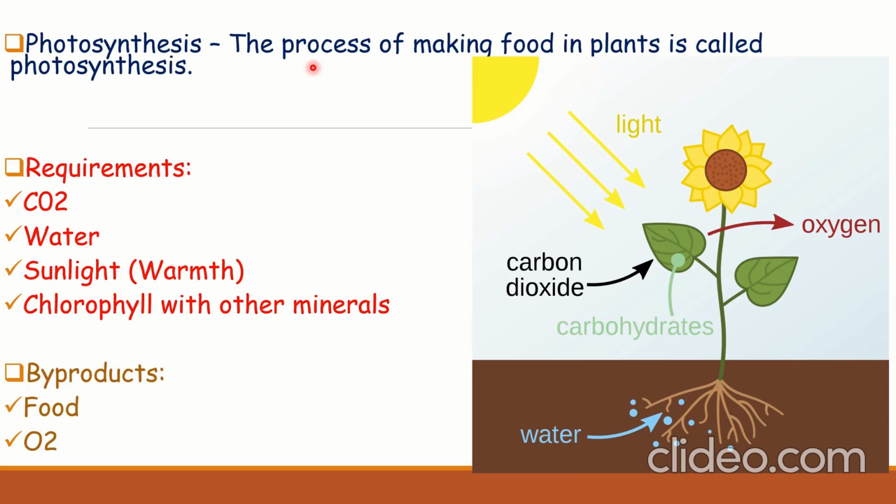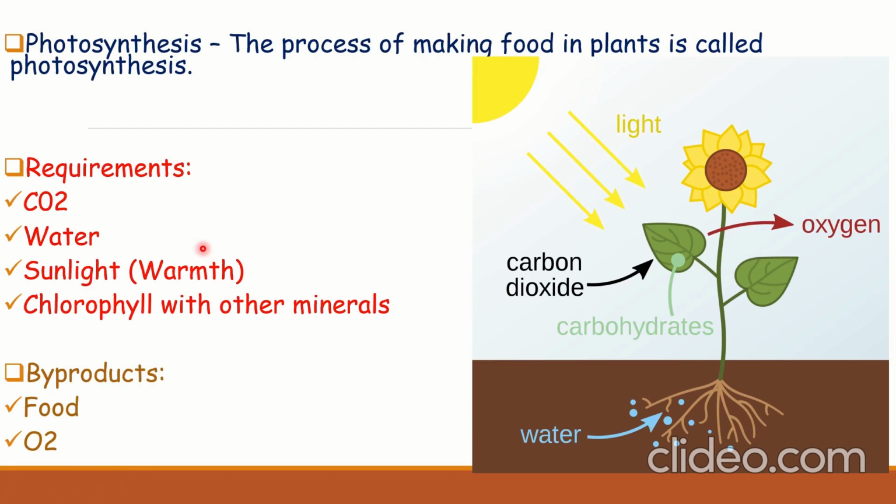Now, photosynthesis is a chemical process, so it will have some requirements and some byproducts. The requirements for photosynthesis are CO2, that is carbon dioxide, water, that is H2O, sunlight, and we know that sunlight is really important from the name itself, photo, and then chlorophyll, which is present in the leaf, and some other minerals that are present in the soil. Some of these minerals are really important. There are 16 to 17 important minerals, and they can be classified as major minerals and minor minerals. And the byproducts are food and oxygen.